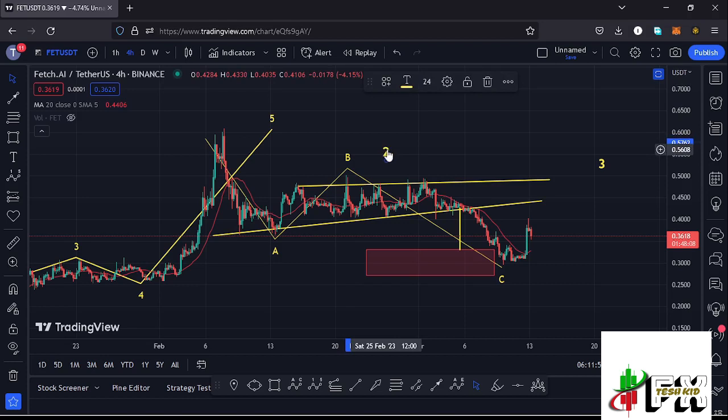count 2, and whatever we are seeing at the moment is the start of an impulsive wave to the upside in the formation of this wave 3.